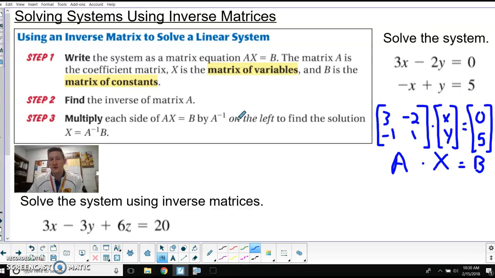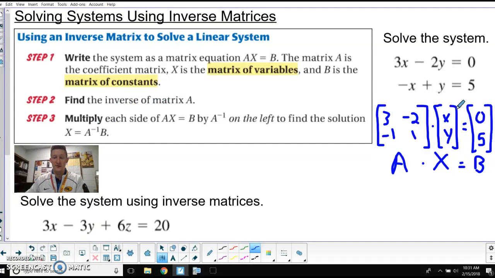So step 2, find the inverse of matrix A. If you do this by hand, you find the determinant and then switch these and switch the signs of these. I wouldn't do it by hand though, because if you're going to solve this with a calculator, do the whole thing on the calculator. That's kind of the idea. So we're going to skip right to step 3 because we're assuming we can find an inverse.